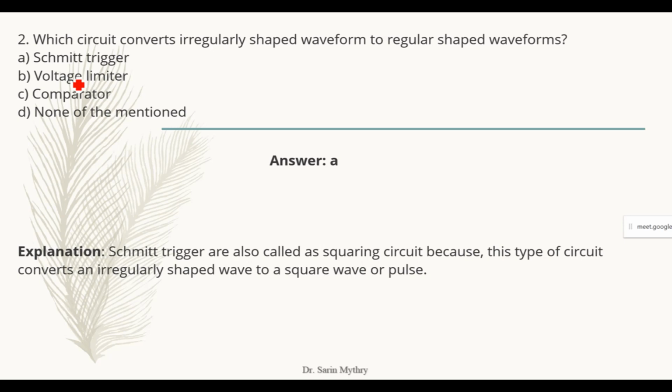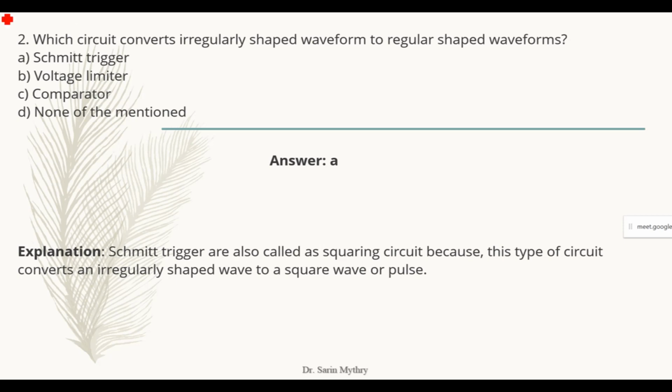Which circuit converts irregularly shaped waveforms to regularly shaped waveforms? We have studied different kinds of applications of op-amp, and here some options have been given: Schmitt trigger, voltage limiter, comparator, none of the mentioned. In the different classes we have studied the Schmitt trigger. A Schmitt trigger is a circuit which converts irregular shaped waveforms into regular waveforms. So option A is the correct one.